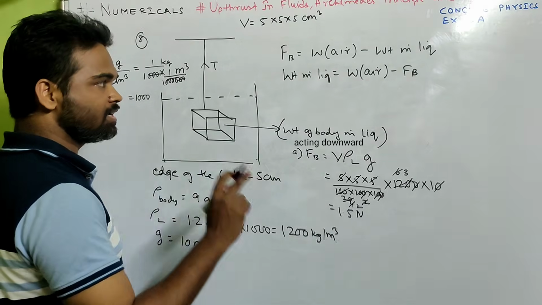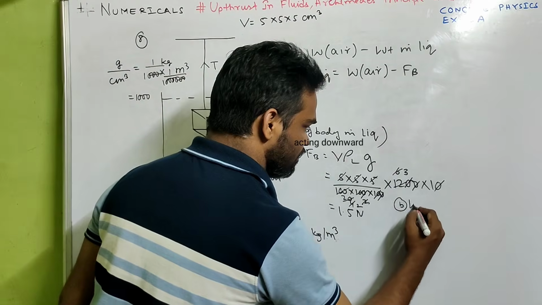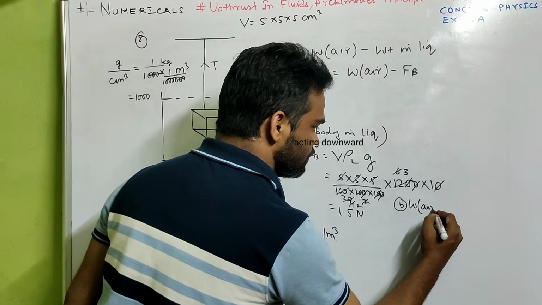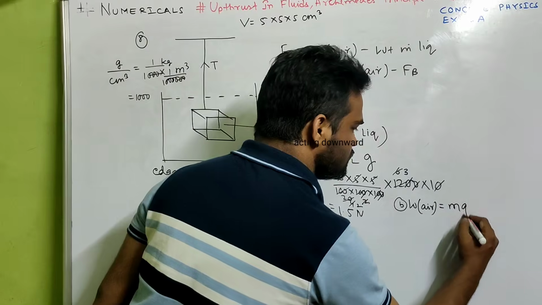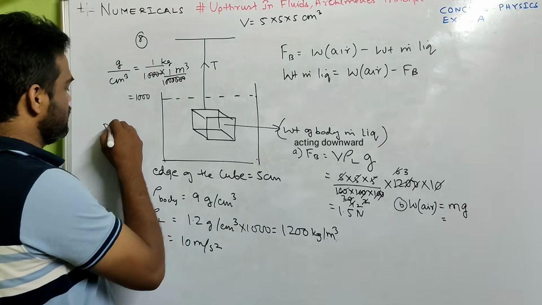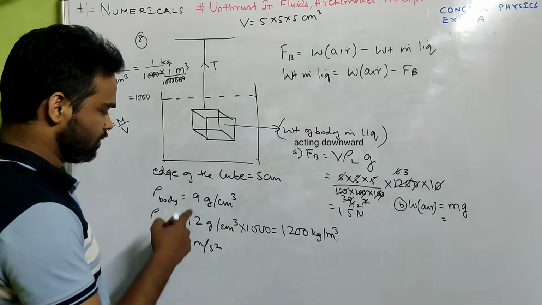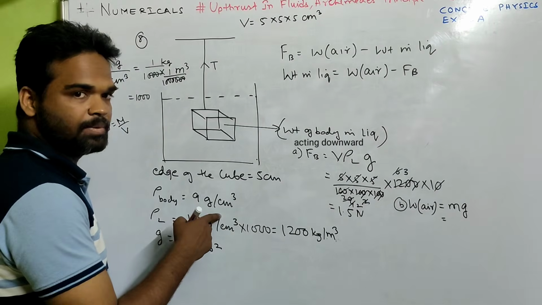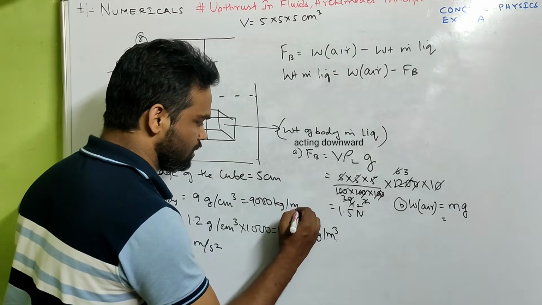Let us find the weight in air. Number B, I'm finding weight in air. Weight in air is nothing but mg. Now, density equals mass by volume, so mass is density into volume. Density of the body is 9 gram per centimeter cube, so this will be 9000 kg per meter cube.